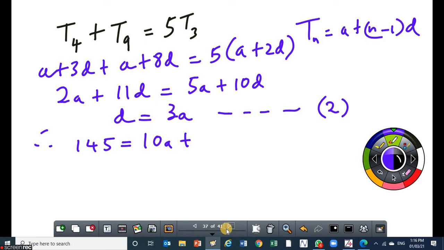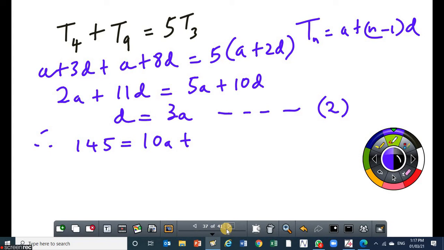If n is equal to 9, 9 minus 1 is 8, times d, you get 8d, so it becomes a plus 8d. The right hand side, T3, put 3 there, you get a plus 2d, but the T3 is not going to be multiplied by 5. So you end up having 5 times (a plus 2d), then you remove the bracket, you carry on with 5.